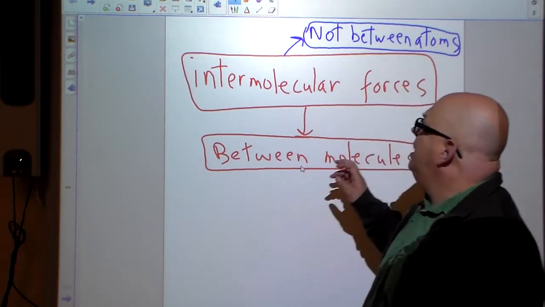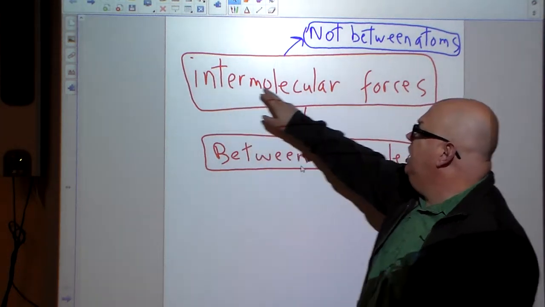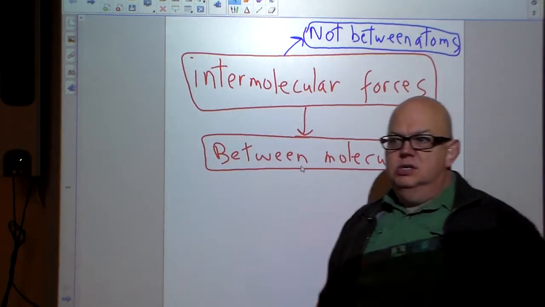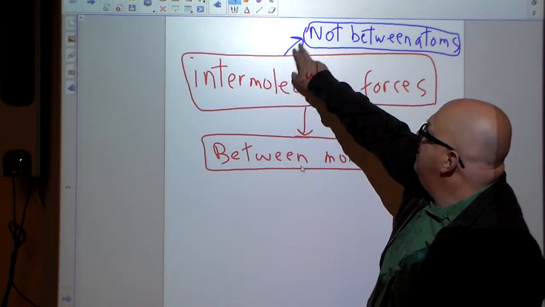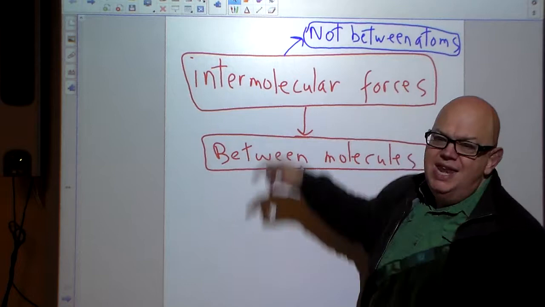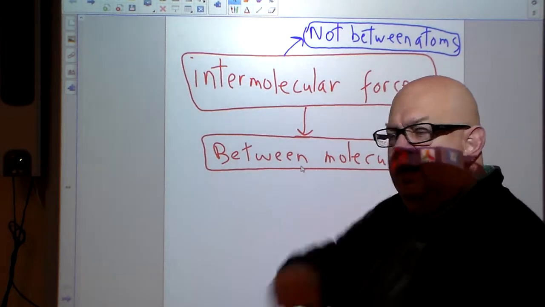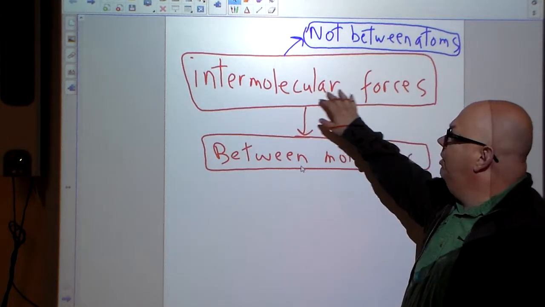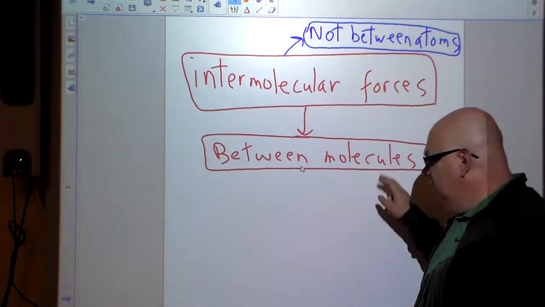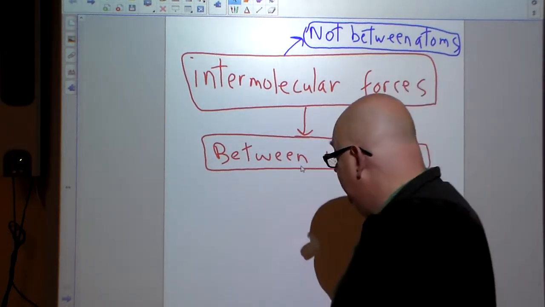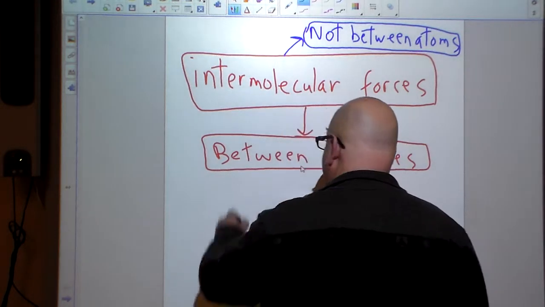So one of our big things that we had to look at is something called intermolecular forces. I have to make it clear, this is not between atoms inside a molecule. That's kind of like a family thing. No, intermolecular forces means between the molecules. Now we have three basic kinds.